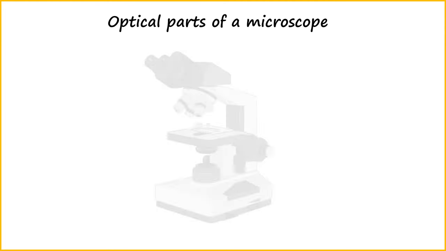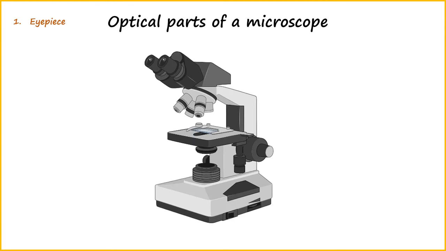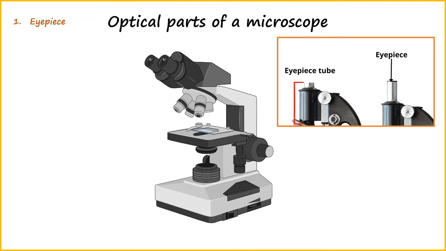The first part of the microscope is the eyepiece. As you can see in this image, this portion is known as the eyepiece. The eyepiece is located at the top of the microscope. Here there are two eyepieces.